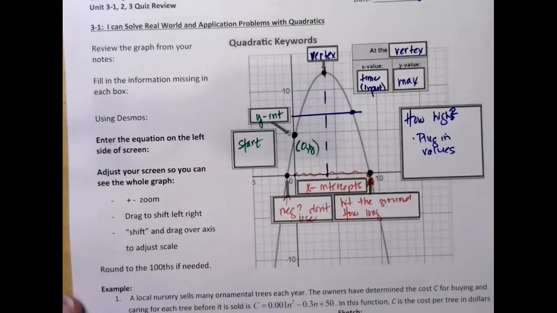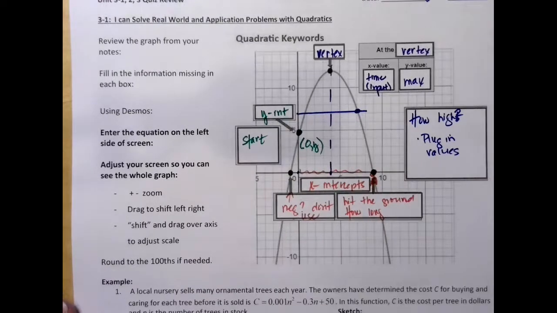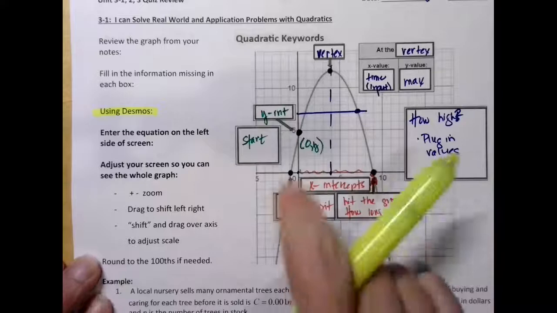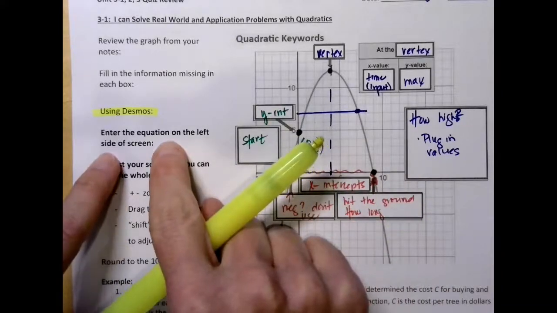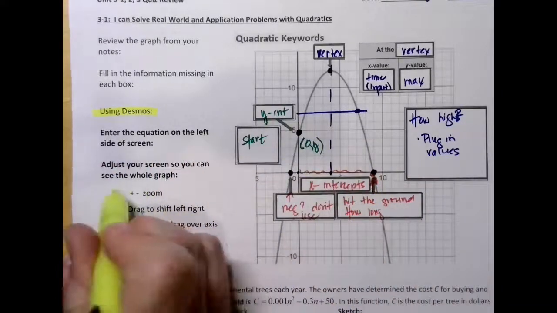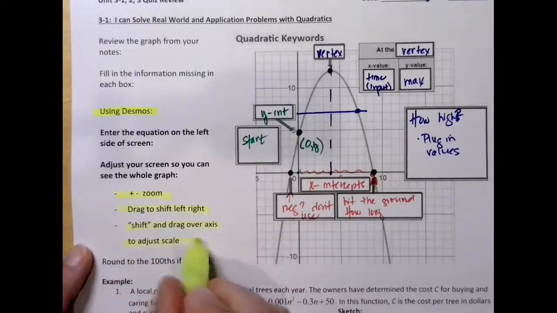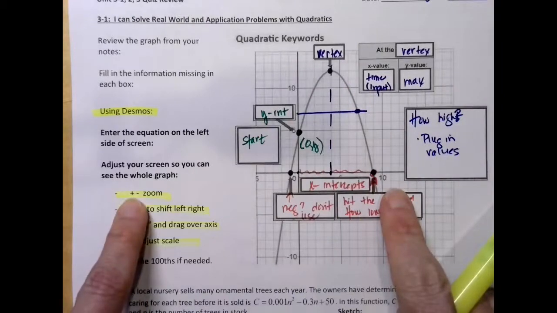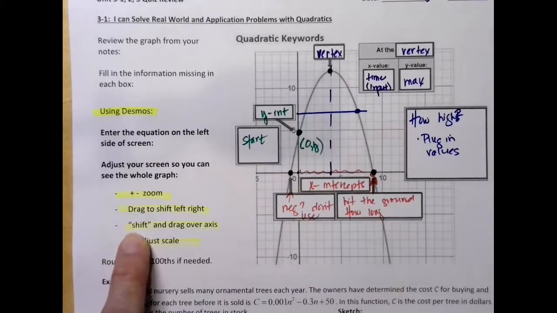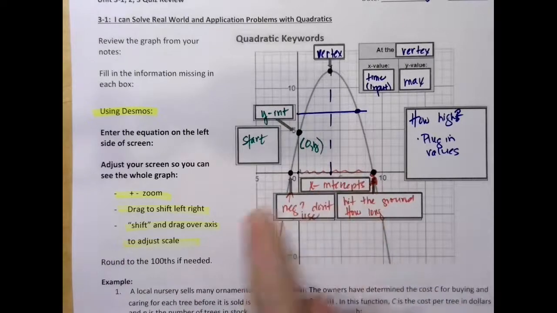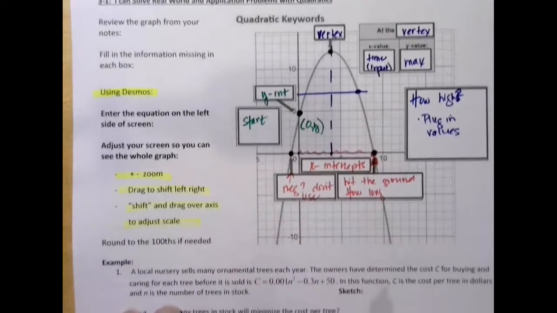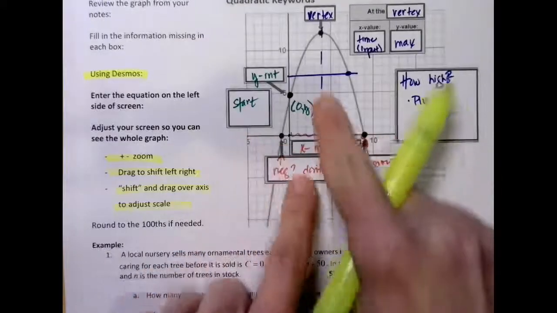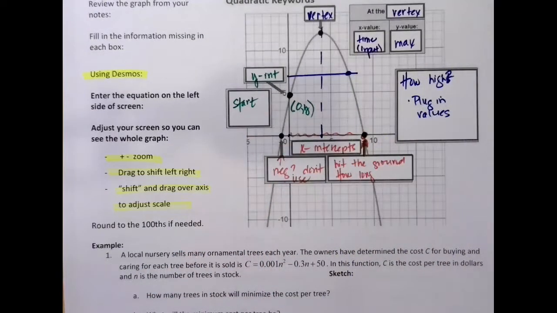Make sure that you are feeling good about Desmos. So make sure that you can open up that screen. Make sure you can enter in that equation on the left-hand side. And don't forget all the ways that we talked about adjusting your graph so you can see this whole graph. Your plus or minus key, zoom. You can drag it and shift it left, right. And then that shift and dragging over the axis is how you can change the scales to see the entire graph.